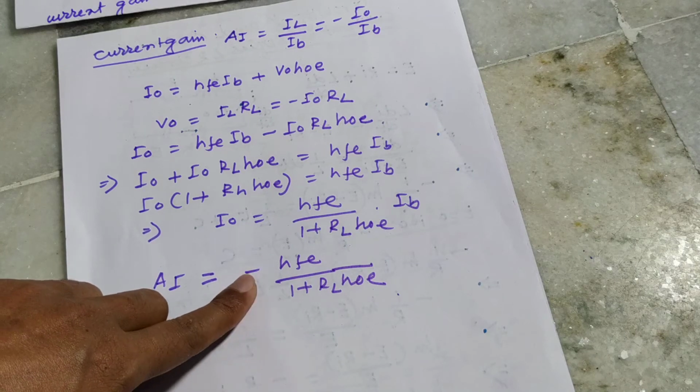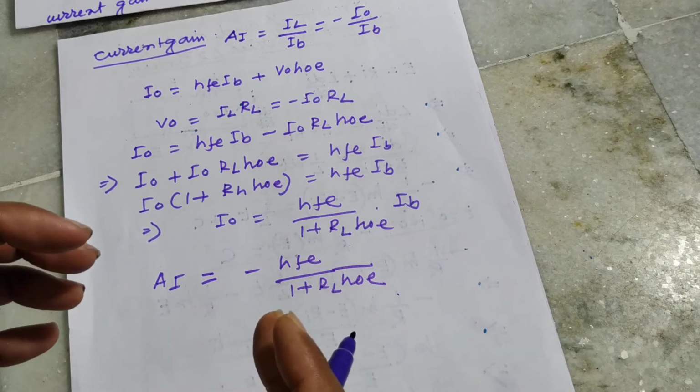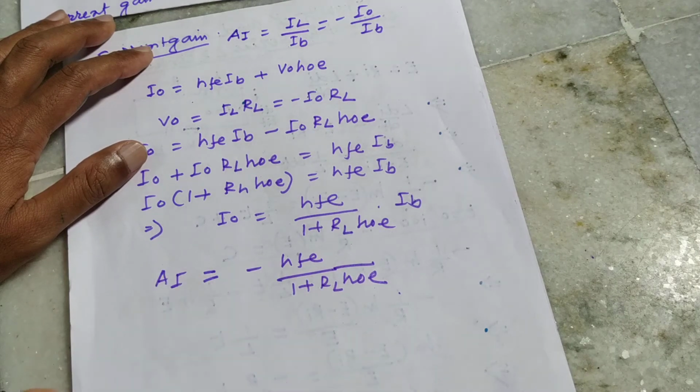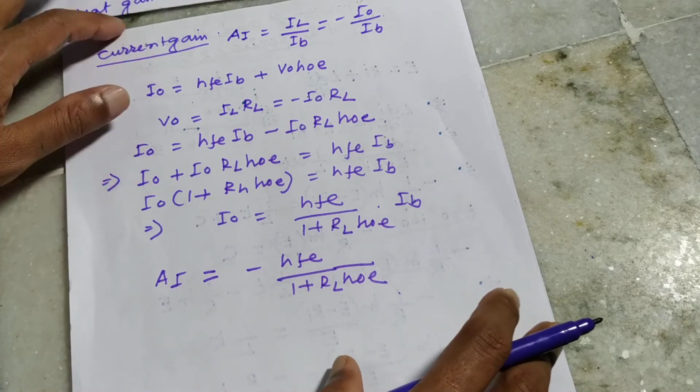Here the negative sign signifies that a 180 degree phase difference takes place between the input and output. So it is called an inverting amplifier. The CE amplifier is actually an inverting amplifier.